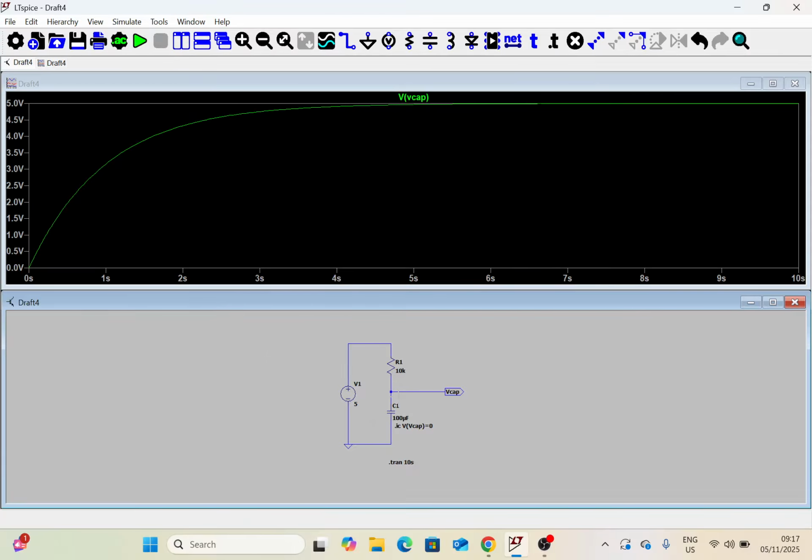Because the initial condition has been set that the voltage across this capacitor is 0 volt, what you actually expect, having read your textbooks on RC time constant, is what you get to see here. So you get to see that the voltage is rising exponentially from 0 volt to as close as possible to 5 volt. And this, ladies and gentlemen, is how you use initial conditions to affect some of these things within your circuit simulation.